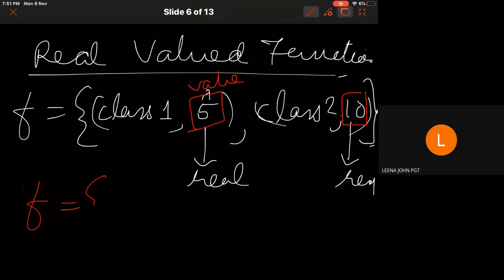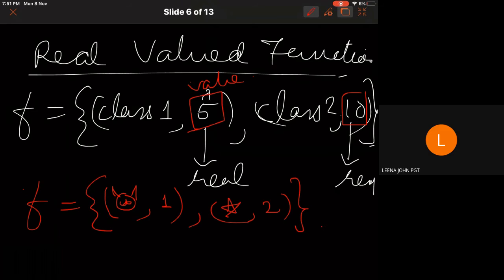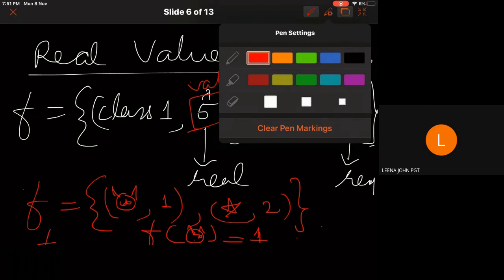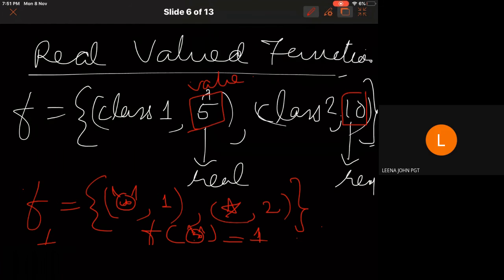For example, if you have written like this, some picture, इसका साथ 1 डाल दिया. Then another some picture, इसका साथ value 2 डाल दिया. So what is f of this picture? The value of this is 1, which is a real value. So this is what is called a real valued function. Now we consider some famous renowned functions.